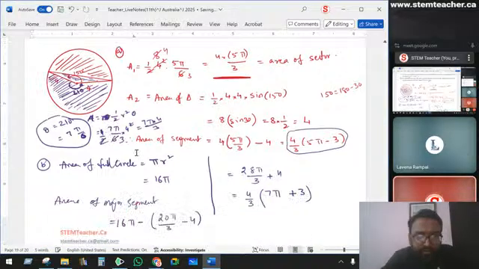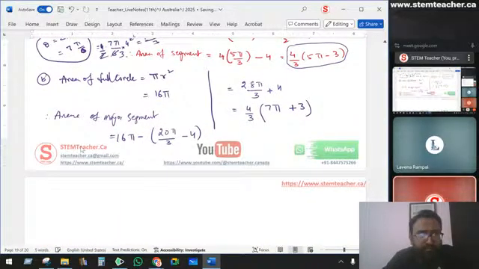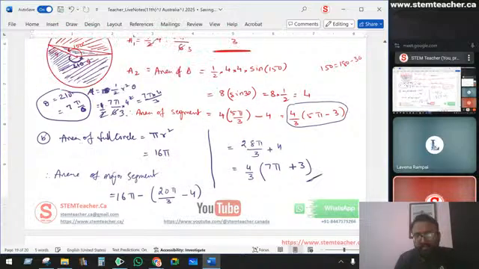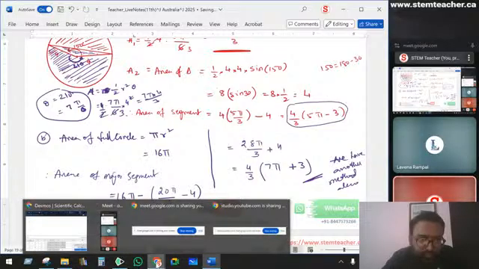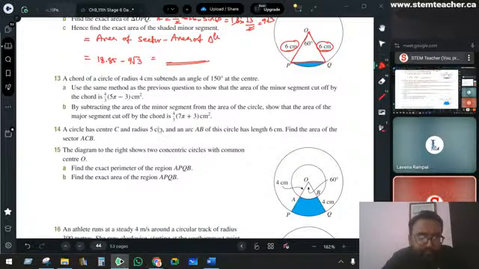So the answer we already reached with one method. There is another method also. So that's it. So this is done. Similarly, you have to try these two. A circle has center, radius, arc length, so and so; find the area of the sector. So this is do it yourself.